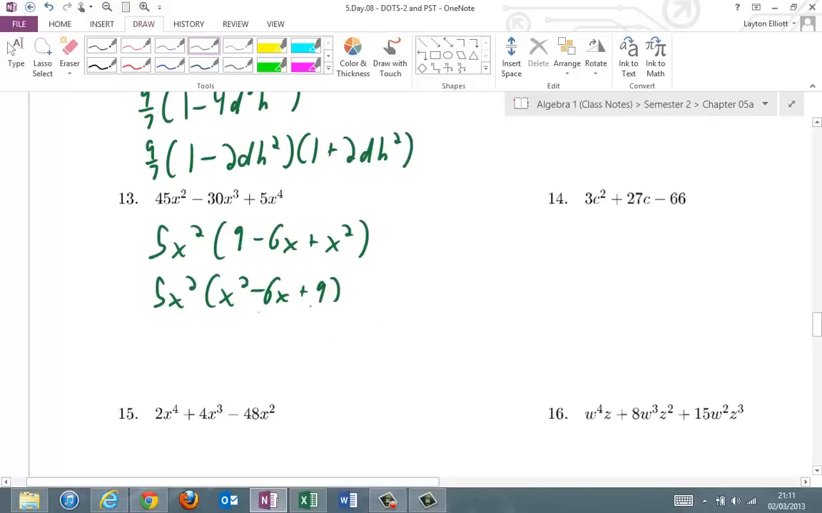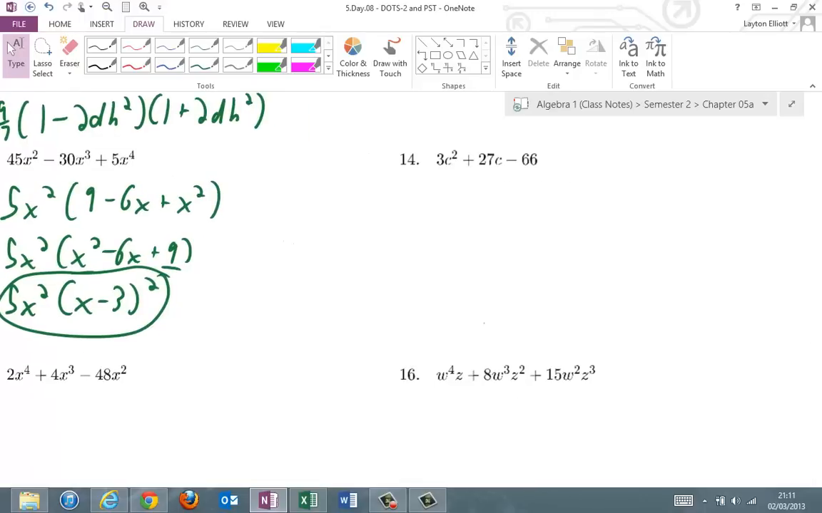9's a perfect square, and x squared is a perfect square. This might be a perfect square trinomial. 9 square rooted is 3. 2 times 3 is 6. This is a perfect square. This is x minus 3 squared. And that's the best way to express that factored.